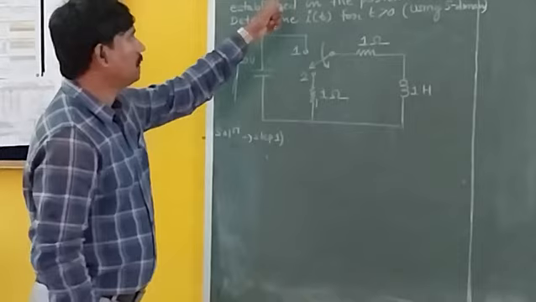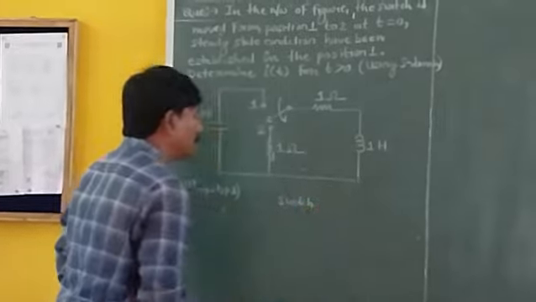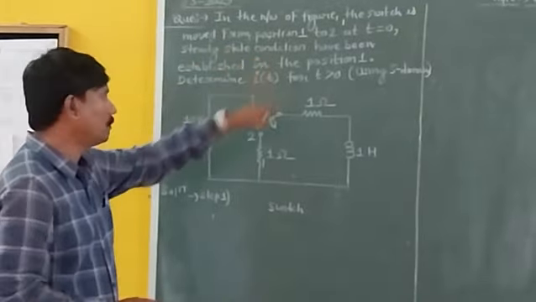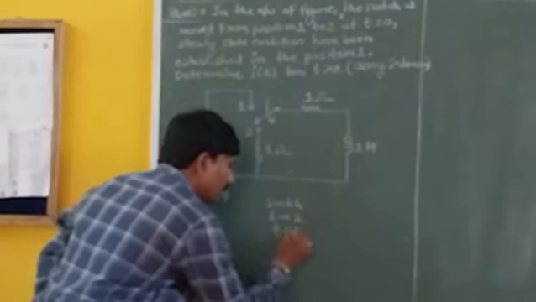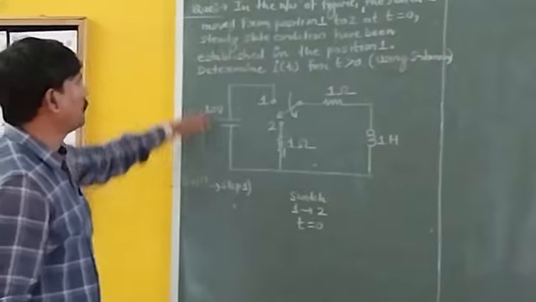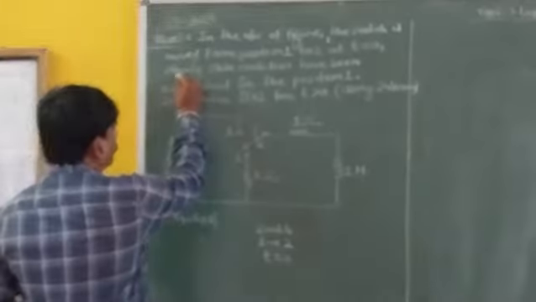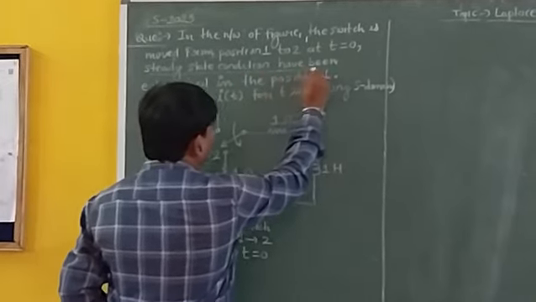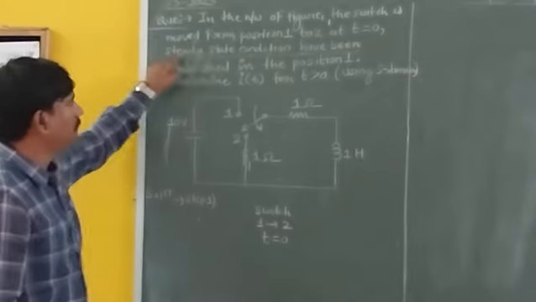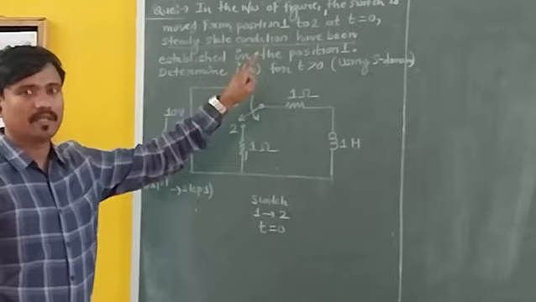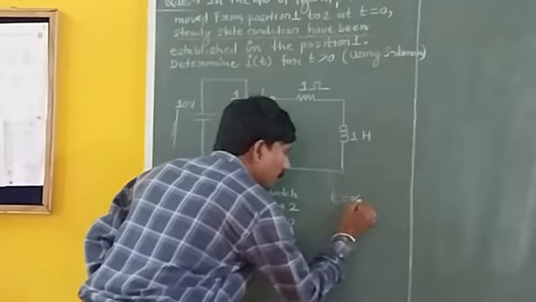Now in state number 1, the switch is moved from position 1 to 2 at t equals 0. The steady state condition has been established in position 1. One thing you have to always remember: whenever such words are given in the question, you have to understand that the steady state condition represents the transient analysis condition, that is t equals infinity.